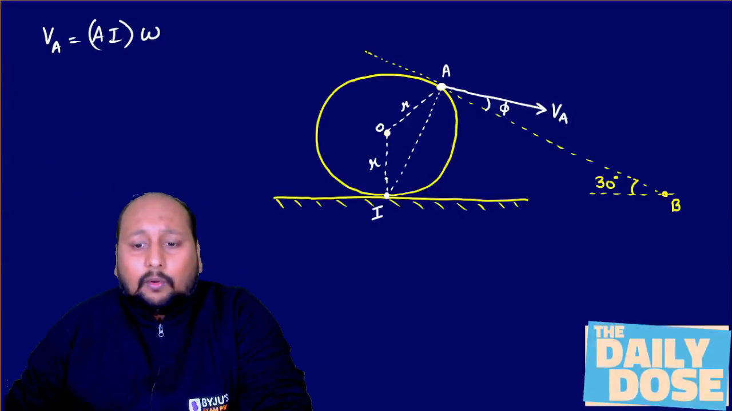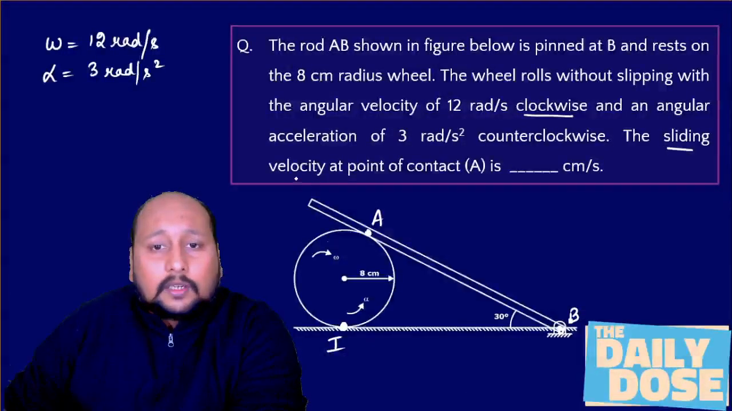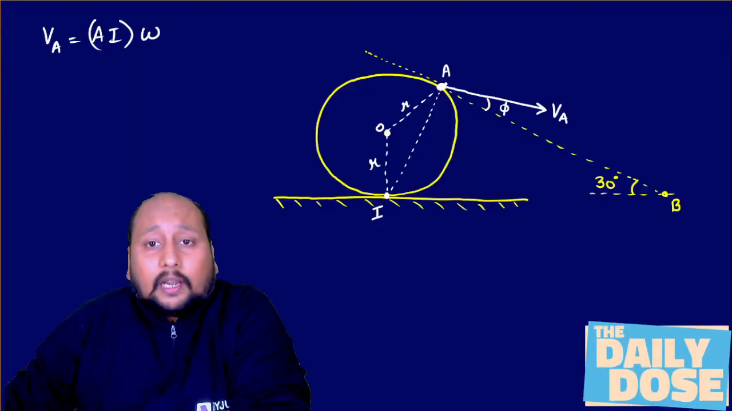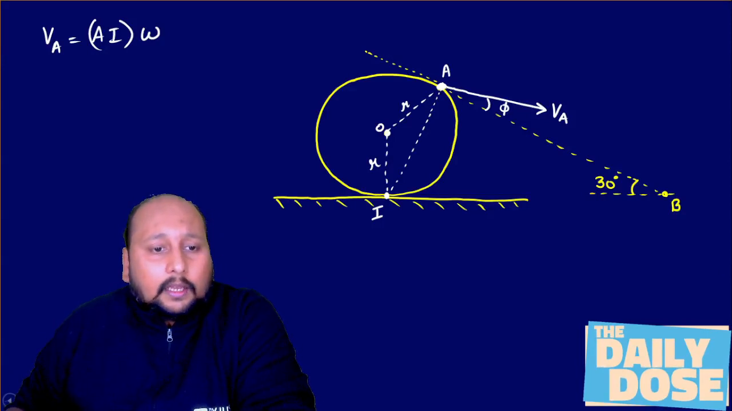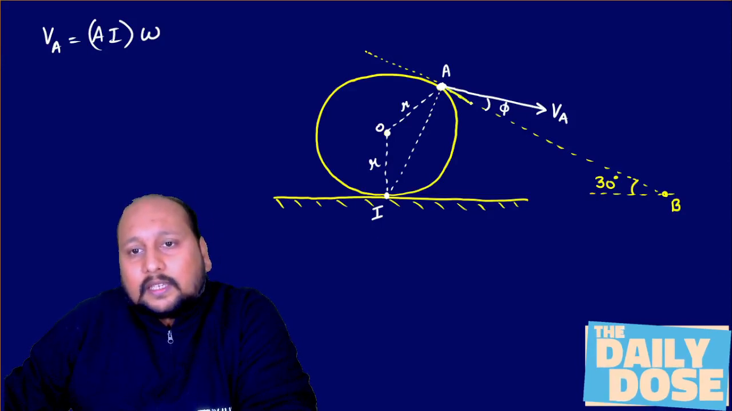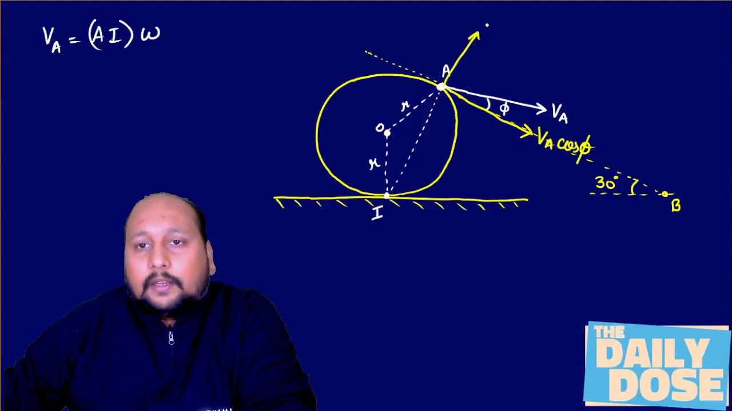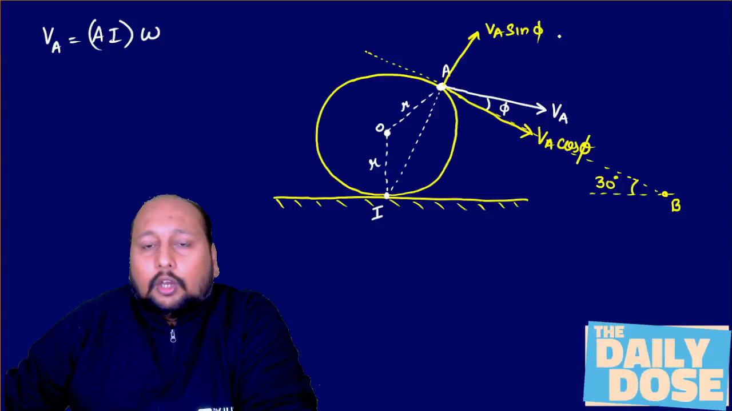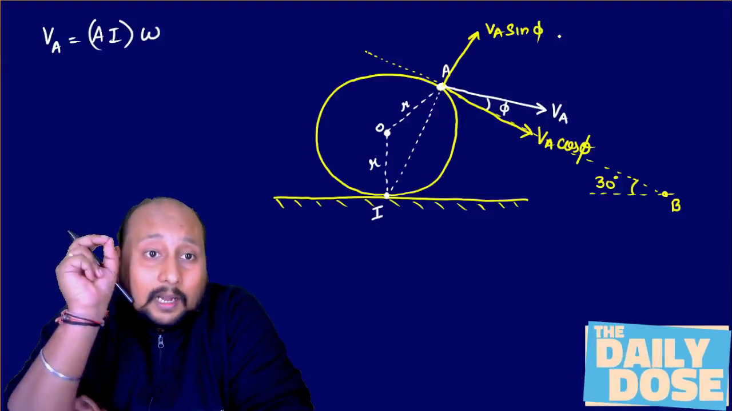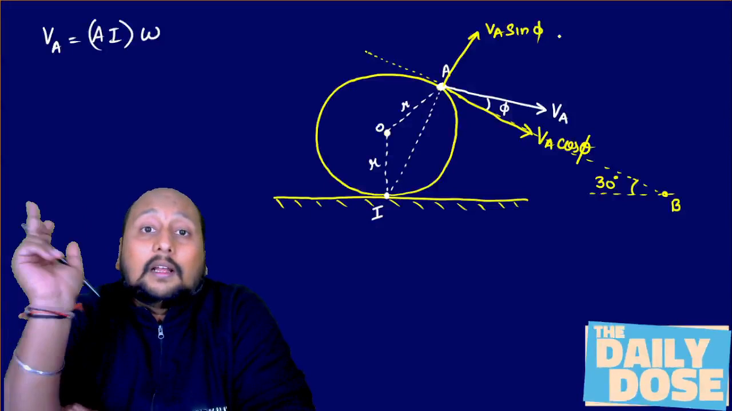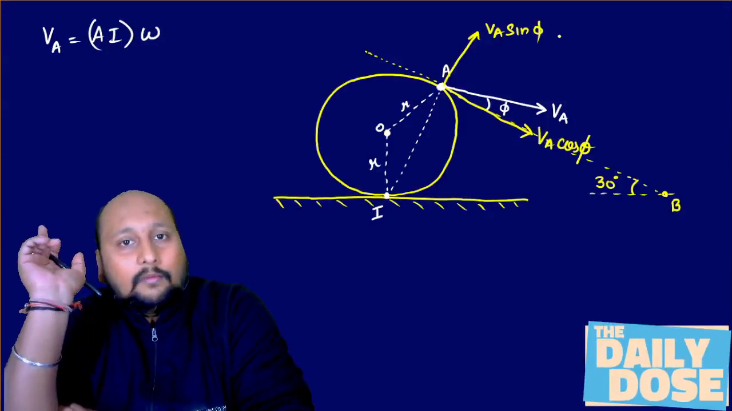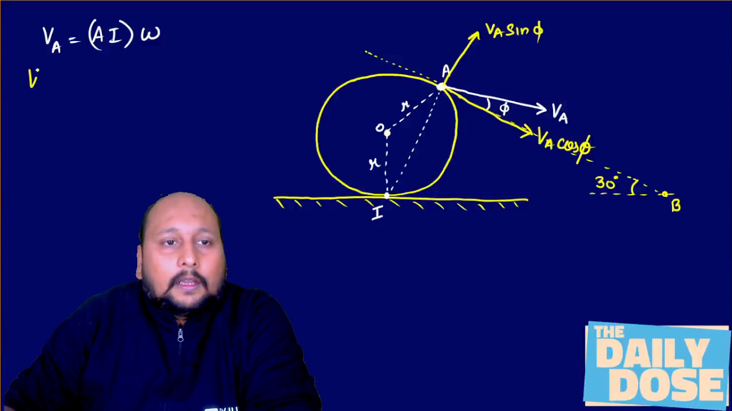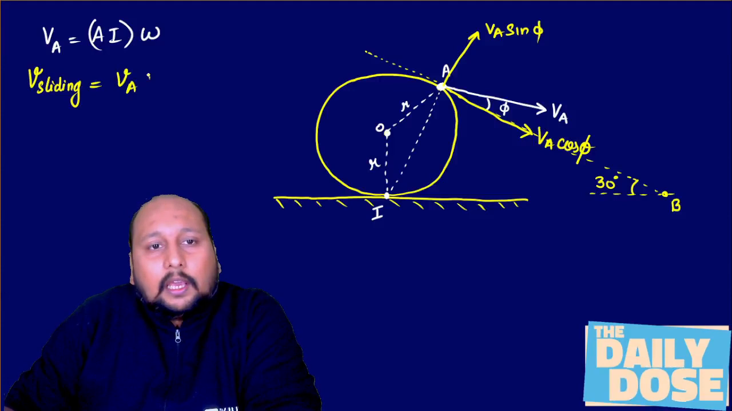Now in the question, they're asking what is the sliding velocity at the point of contact A. So we need to calculate the sliding velocity at point A. For that, if I try to resolve the velocity, this is VA cos phi and this is VA sin phi. The component VA cos phi will be the sliding velocity at the point of contact. So we can simply say the velocity of sliding at the point of contact is nothing but VA cos phi.